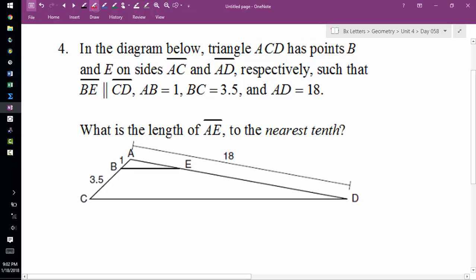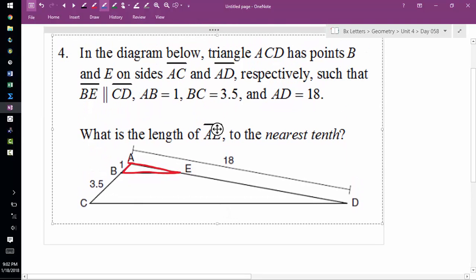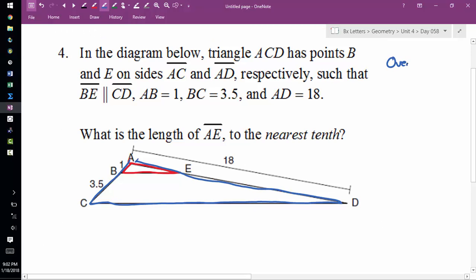Problem 4 is a problem with overlapping triangles. We've got that small triangle there with a larger overlapping blue triangle here. And I know whenever I have overlapping triangles, that whole idea of overlapping triangles means they're similar, and if triangles are similar, we can solve them with a proportion. All right, that's how we're going to do it.